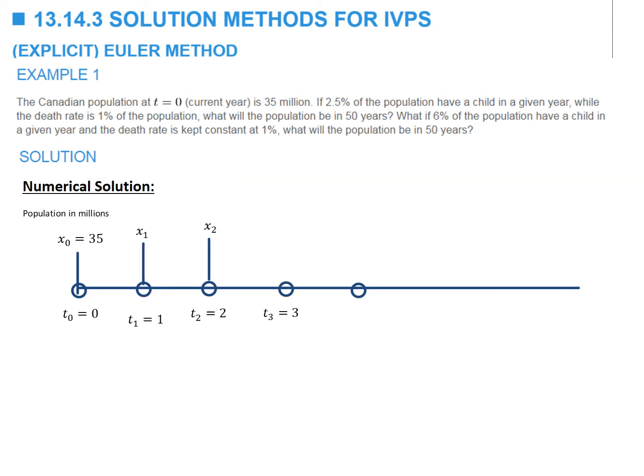So how are we going to do this using the explicit Euler method? By dividing the time period into small time steps. And so we're going to use a time step of 1, so 1 year. And we're going to assume at time 0, we know the population as 35 million. Then we're going to use the explicit Euler method to find the population x1 at time equal to 1 year. Then we're going to find the population x2 at time equal to 2 years, and so on.